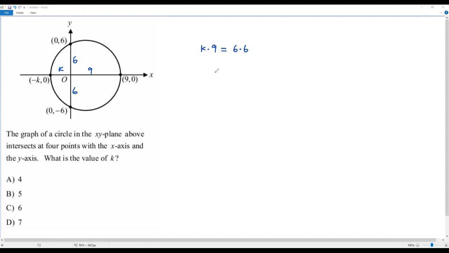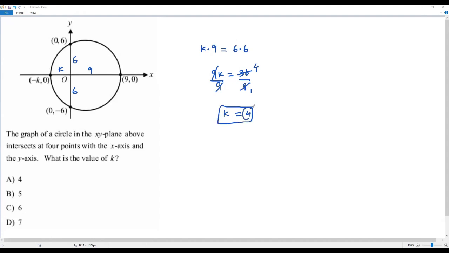Here k times 9 can be written as 9k, and 6 times 6 is 36. Our aim is to get the value of k. For that, we have to divide both sides of this equation by 9. Then this 9 will cancel out. 9 goes into 9 one time, and 9 goes into 36 4 times. So on the left side, I'm getting k, and on the right side, we have 4. Here I got the value of k.